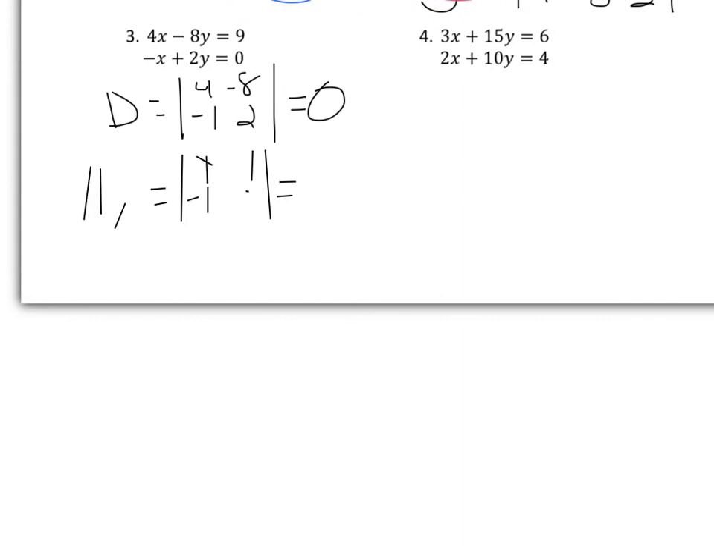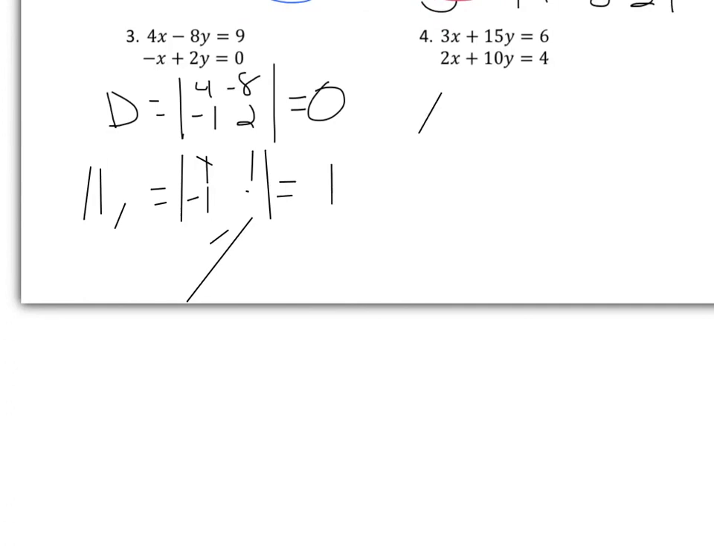We got 0 plus 9 is 9. If dy is 0, then it's going to be all solutions; they're going to be the exact same graph. If dy is not 0, anything besides 0, then that means that they're parallel, so it's no solution. So the answer to this one is no solution. These are parallel lines. If you graphed them, you'd get parallel lines.